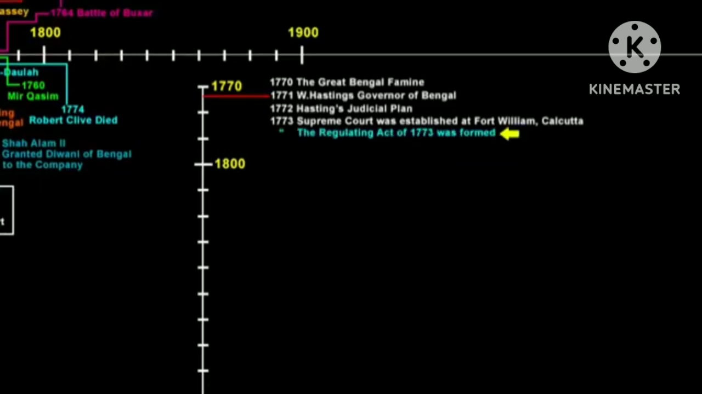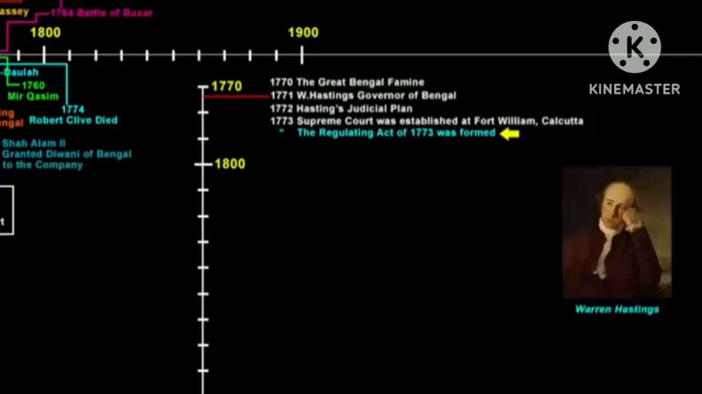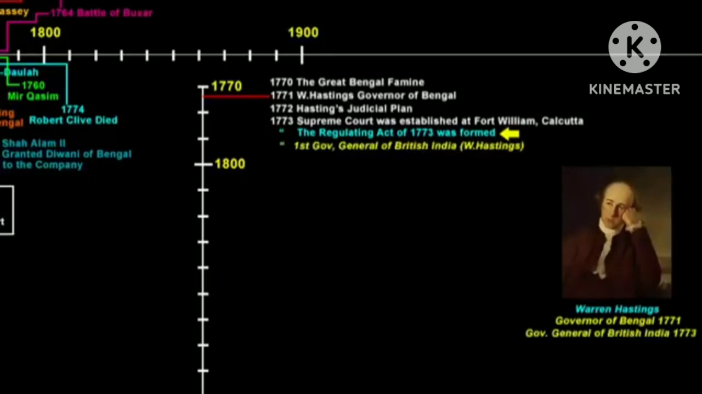Now, this act also laid the foundations for a centralized administration in India. That's how the Governor General position was created. Since Bengal was the most important presidency, Governor of Bengal, Warren Hastings, became the obvious choice for the Governor General position. That's how the Governor of Bengal, Warren Hastings, became the first Governor General of British India in 1773. Now this Regulating Act of 1773 also created a new Supreme Court about which we spoke moments ago.